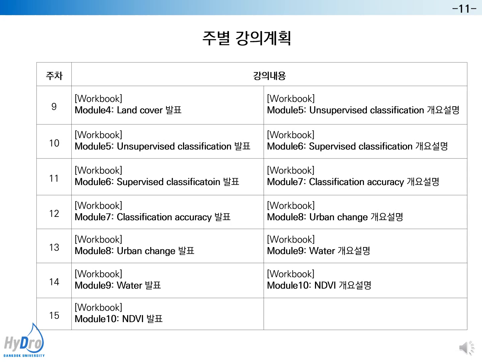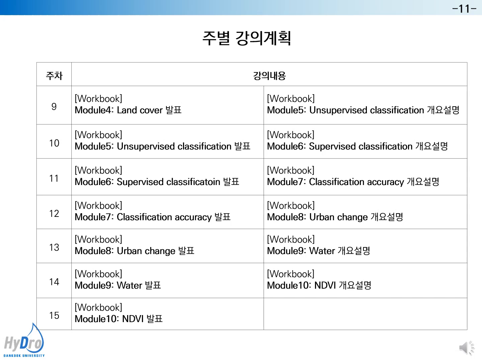The 11th week consists of presenting the results from Module 6, Supervised Classification, and providing an overview of Module 7, Classification Accuracy. You will present the results of data classification using supervised learning techniques and share the methods for evaluating them. Following this, we will explain the overview of classification accuracy, where you will learn how to assess the accuracy of classified data. This is a critical process for ensuring the reliability of remote sensing data.